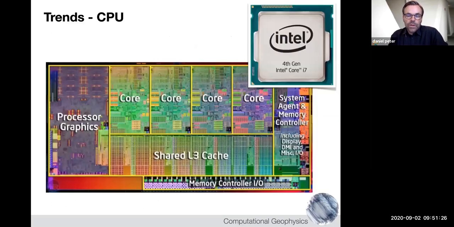Good. So what does a chip look like? If you look at the physical chip, that's, for example, a typical layout of such a chip. You have some shared memory, the shared L3 cache, that's shared between these different cores. You then have, in this case, 4 different cores, which can actually do computations. And then you also have a graphics processor dedicated just for the graphics.